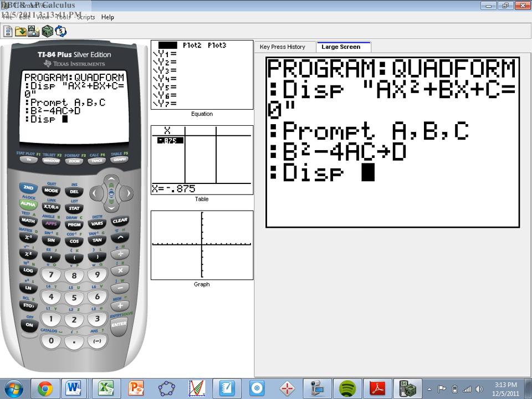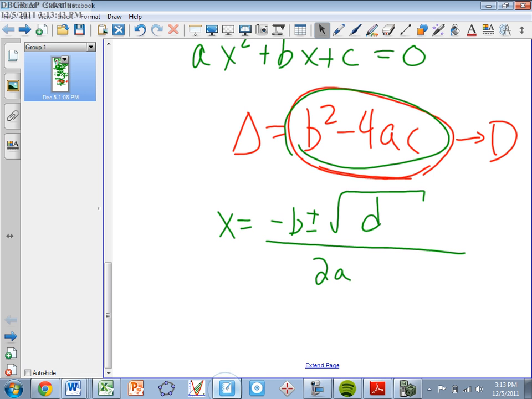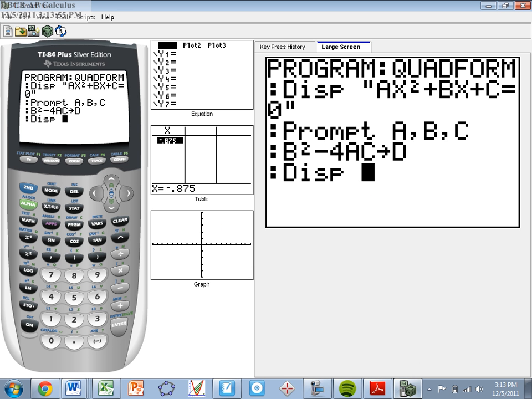Now, I want this to display the actual answer. Well, the answer is just this right here. That is the answer. But I can't do a plus or minus. So I got to display it with the plus the first time, and then display it again with a minus. So now I have the display up. I want to display the numerator divided by the denominator. So I need parentheses around my numerator.